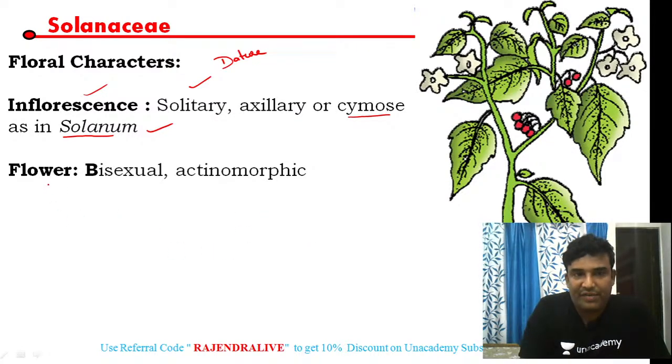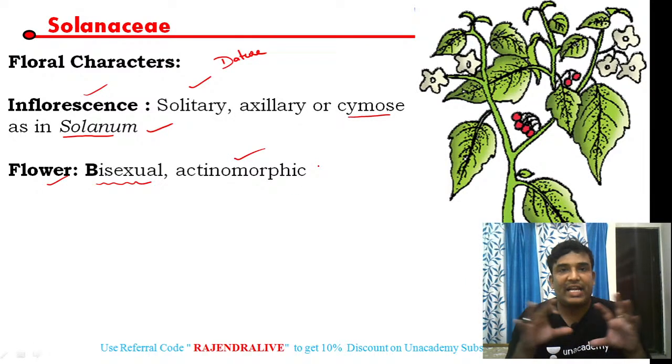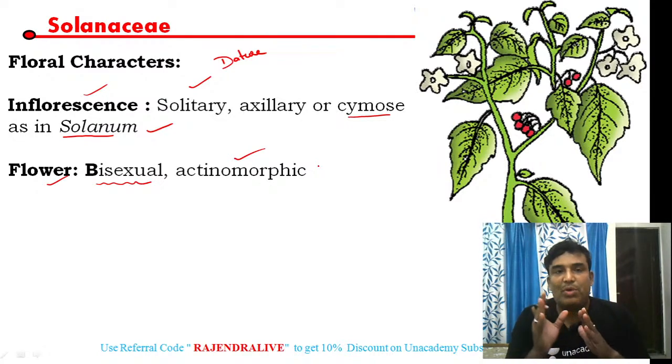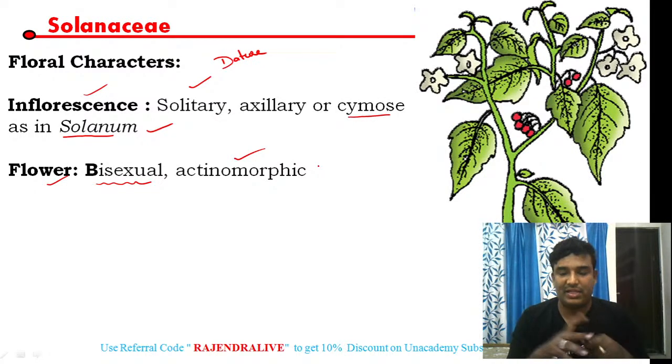Then if you see the flower, the flower is bisexual, so that particular flower has both androecium as well as gynoecium. You can also see the symmetry, which is actinomorphic. If you cut the flower in any direction, it produces two equal halves. Such type of symmetry is called actinomorphic symmetry, and the flower exhibits it here in this particular case.